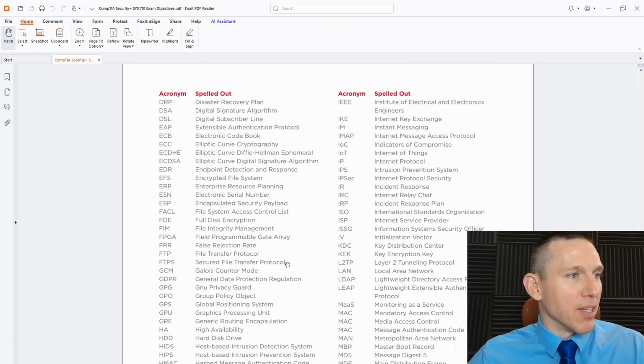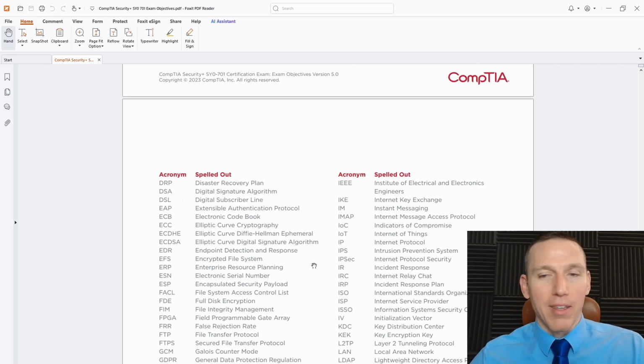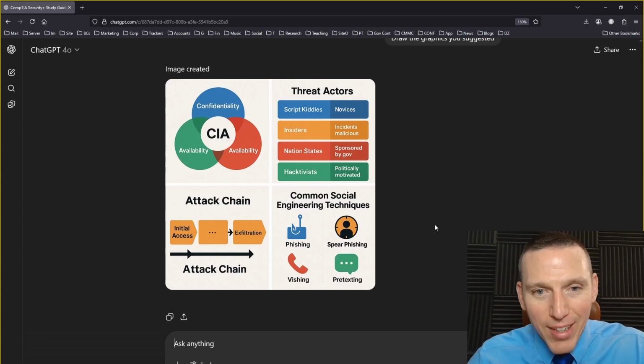Sorry I picked CAPTCHA, because it's probably the least, or MAC would be a good one. HIPS would be a good one. HIDS, something, you know, I didn't want to say CAPTCHA because CAPTCHA is super annoying. Okay, let's take a look at this.